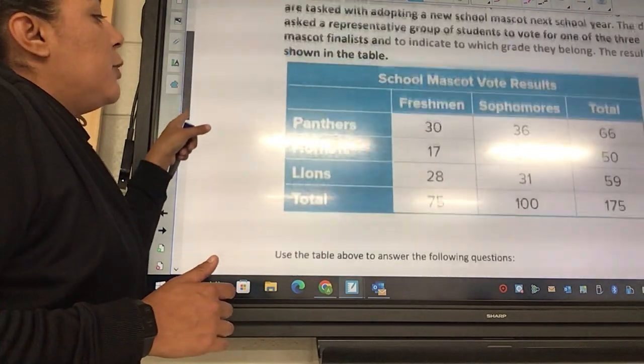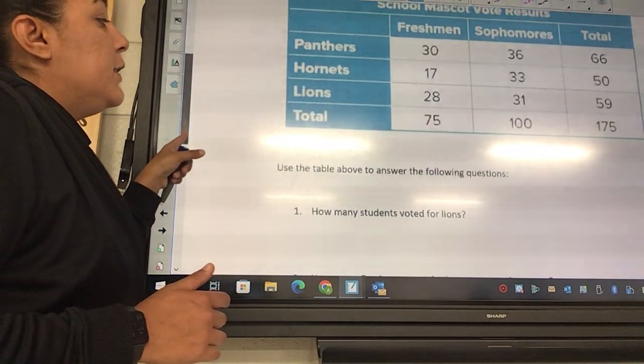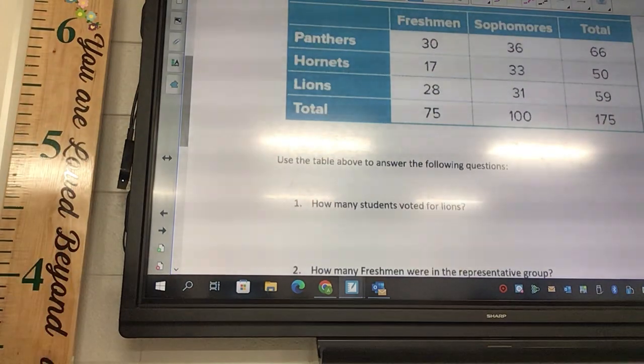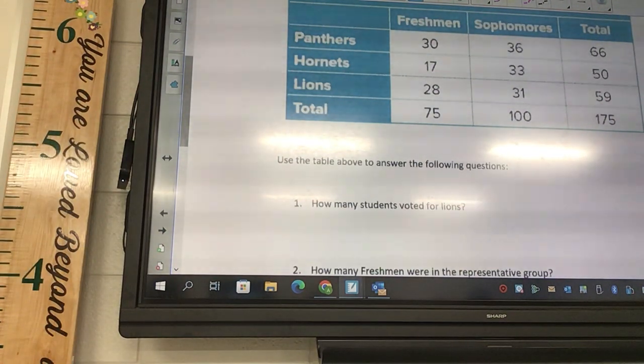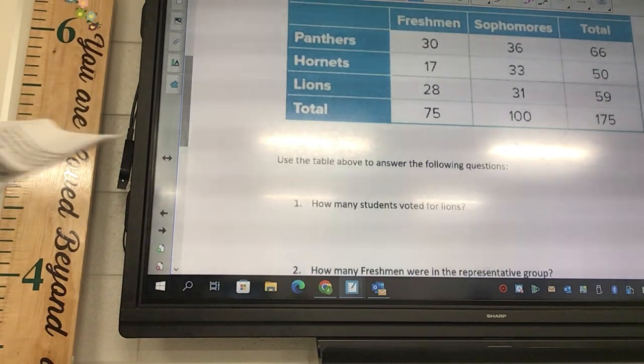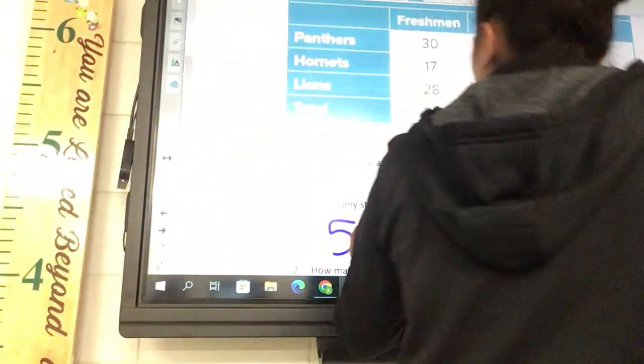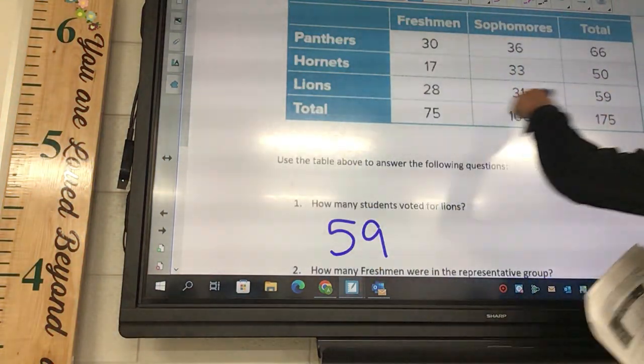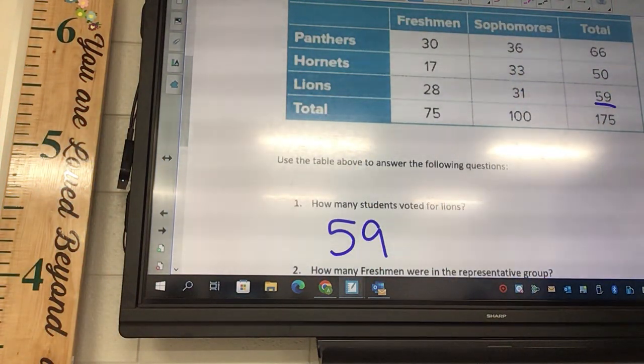Okay, the last page is pretty easy, as long as you know how to read the graph. So it says use the table above to answer the following question. How many students voted for Lions? 59. So we go to Lions and we're looking for the total. Otherwise, they would have specified like freshmen voting for Lions or whatever.